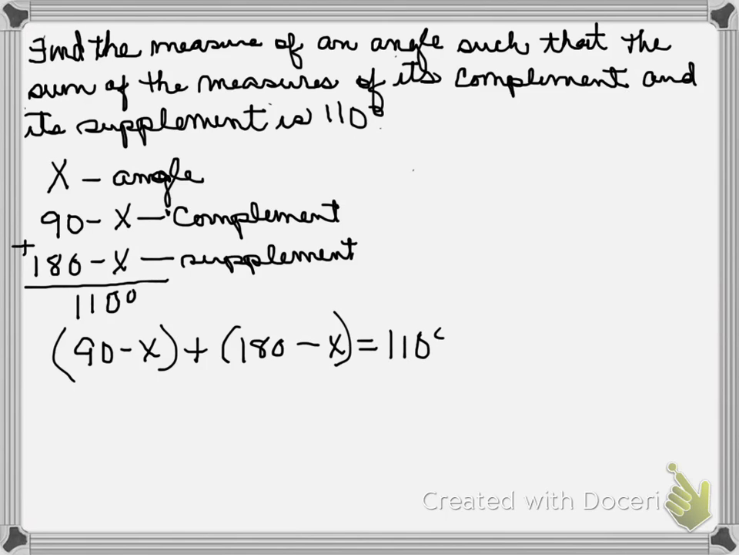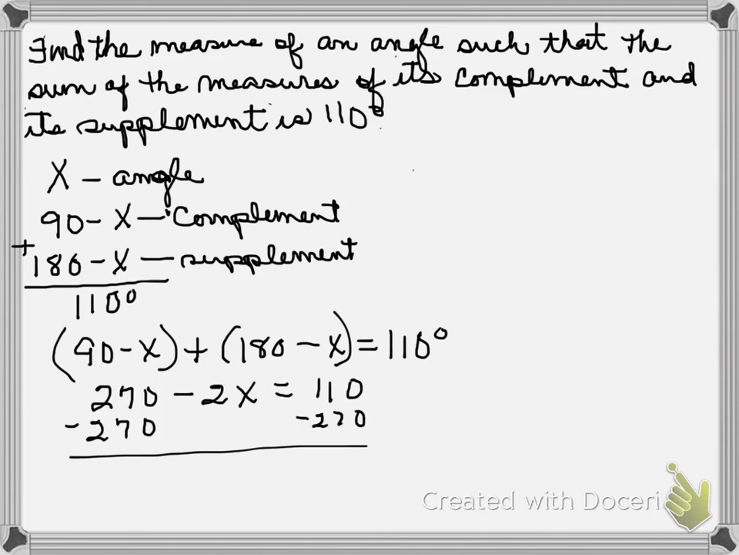add to make 110. These grouping with the parentheses can just be removed, so we'll have to add like terms. 90 and 180 is 270. Minus x and minus x is minus 2x, and that equals 110. We will try to isolate the x to solve our equation, so we will subtract the 270 from both sides. So that on the left we have minus 2x, and on the right we have a minus 160.